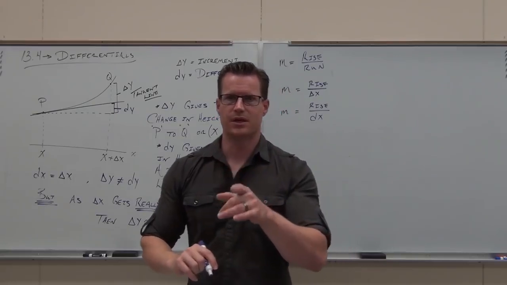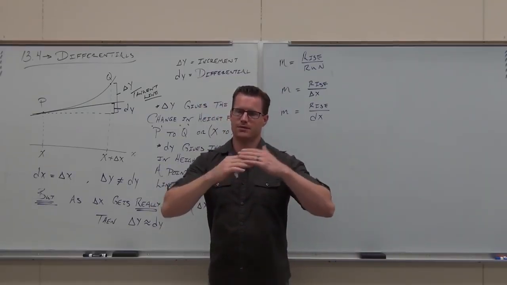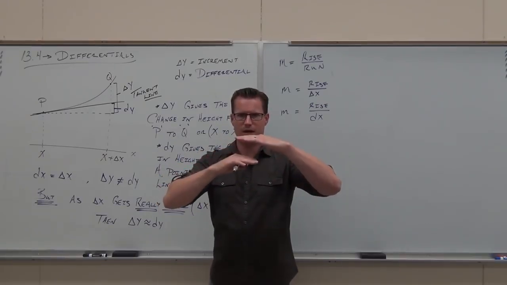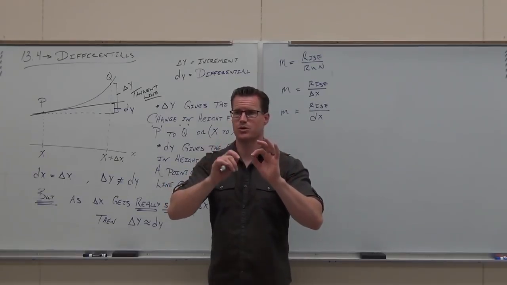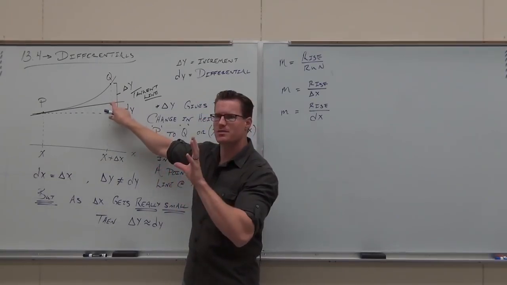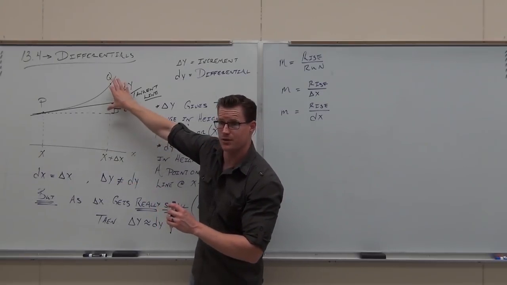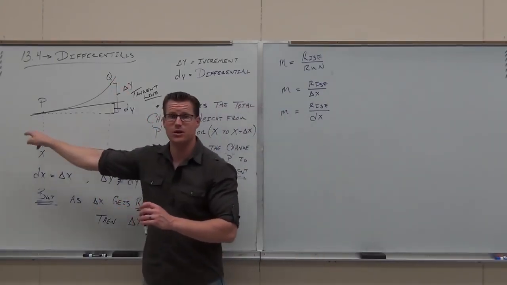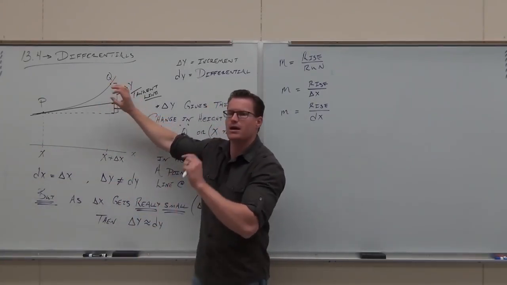Now let's talk about the rise. That was the run, that's the dx, same thing as delta x. Which rise? The one that relates to the height of the tangent line. We're talking about the differential. We're using the height of the tangent to approximate the height of the curve. It's a really good approximation when that thing gets close. We're always talking about dy now, not delta y, dy.